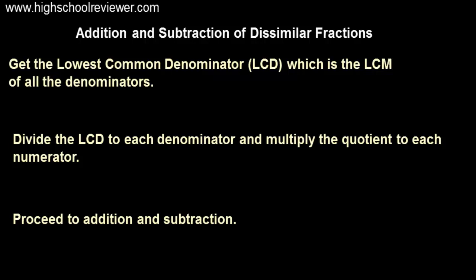Addition and subtraction of dissimilar fractions. We have here the steps on how to get the addition and subtraction of dissimilar fractions. First step, get the lowest common denominator, which is also the lowest common multiple of all the denominators.